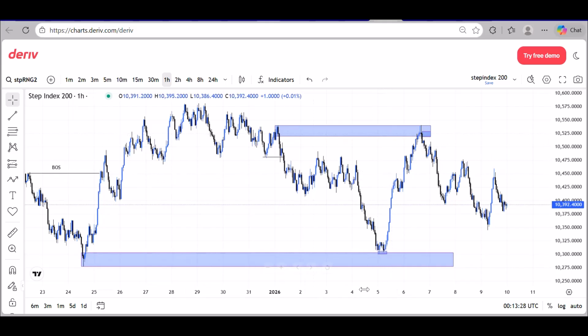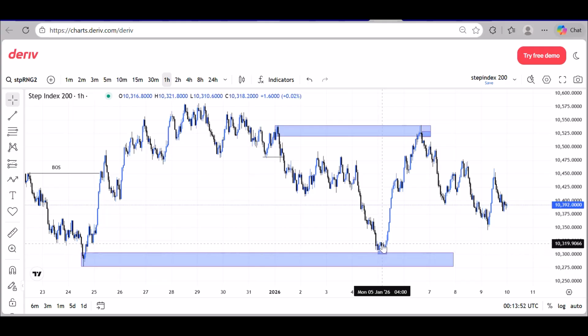Okay, but before price came into this zone, we saw that there was consolidation here, and there was a massive break of structure to the downside caused by this zone, meaning this zone is a zone to look out for. Okay, a supply zone because it broke structure.